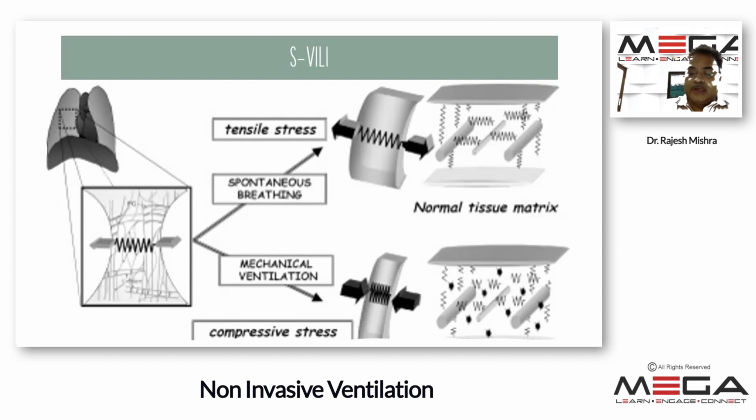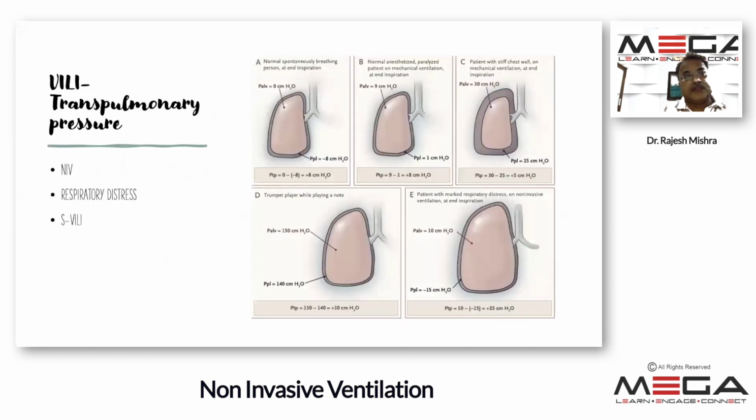Another concern with non-invasive ventilation is spontaneous ventilation-induced lung injury. We know that whenever somebody breathes spontaneously, there is a tensile stress generated at the cellular and tissue level. With mechanical support, if the patient ventilates too much, transthoracic pressure increases and the patient becomes tachypneic, or alveolar pressure goes up, this can cause compressive strain, and the tissue gets broken. That's where the problem of spontaneous ventilation-induced lung injury comes in.